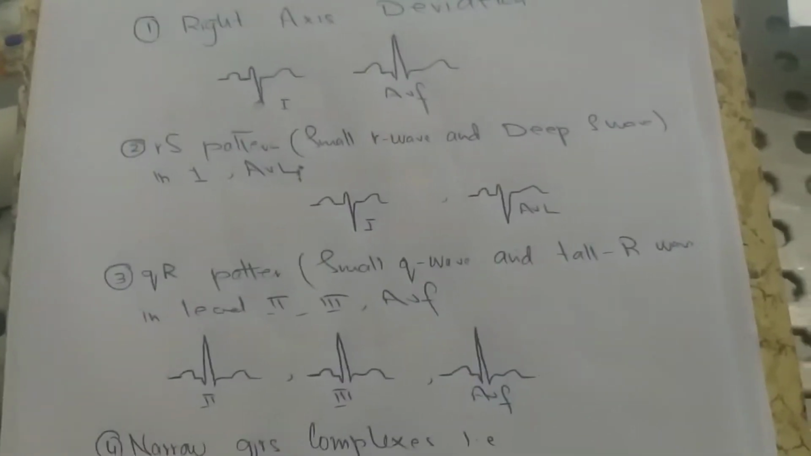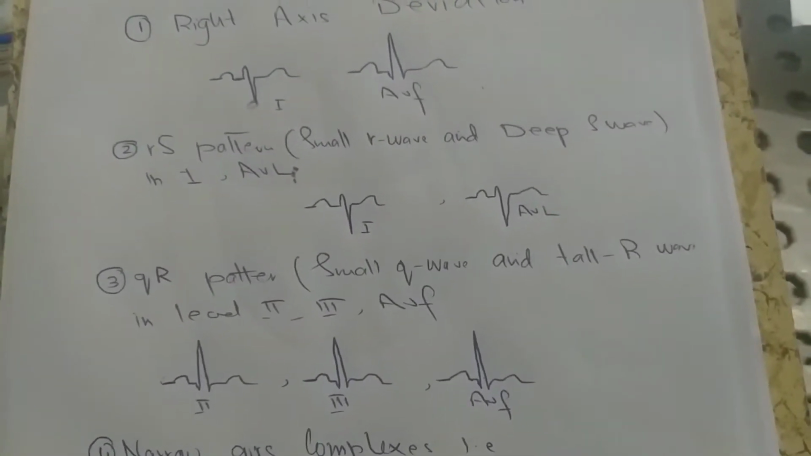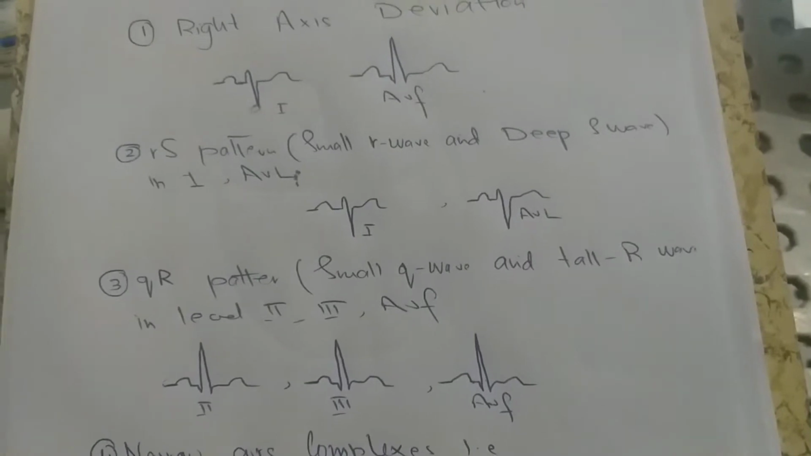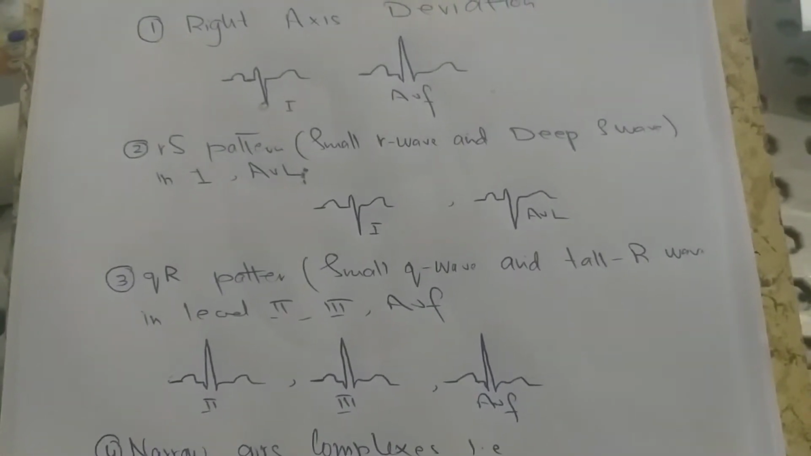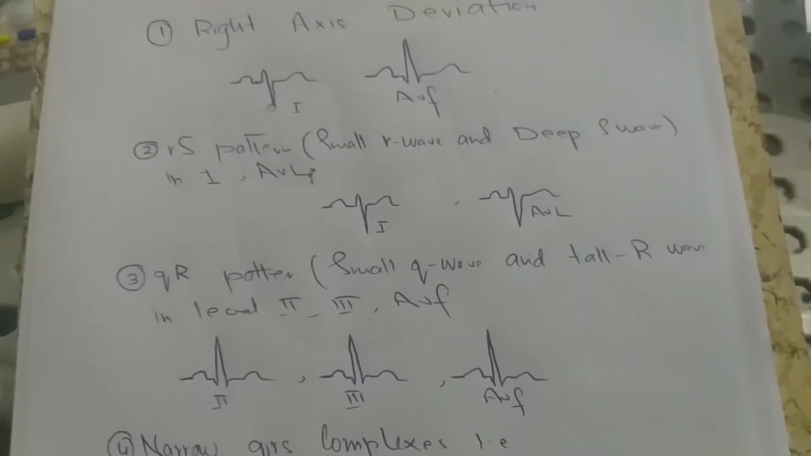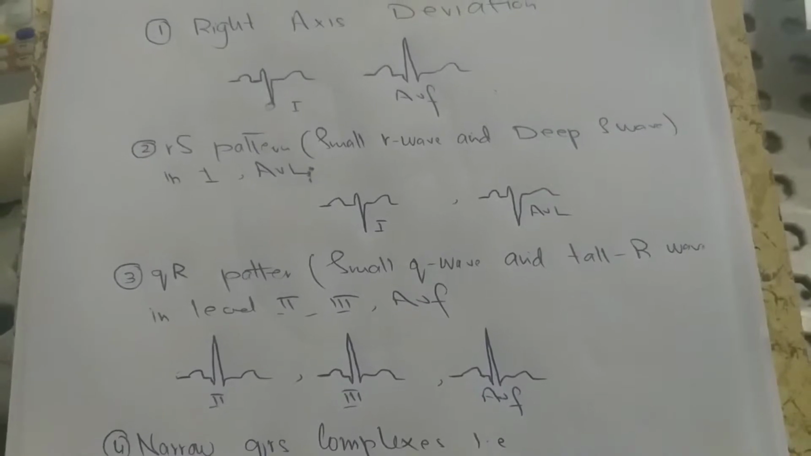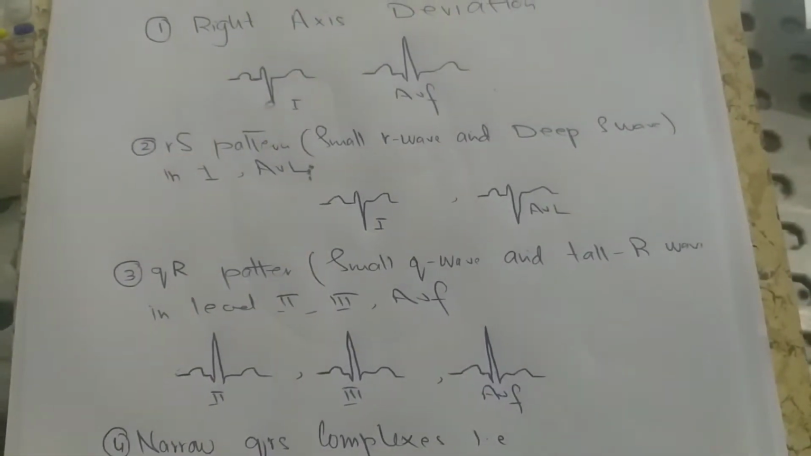Then another change which you see in the ECG of left posterior fascicular block is QR pattern in the leads 2, 3 and AVF, which are the inferior leads. QR pattern means there would be a very small Q wave and a tall R wave in the 2, 3 and AVF or the inferior leads. They are the positively deflected leads.